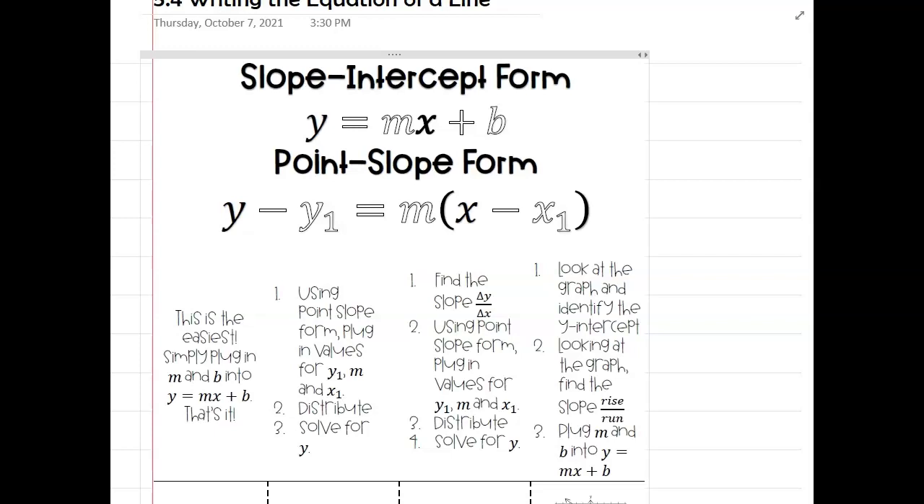There are two methods for writing the equation of a line. There's using just slope-intercept form, and then the method I prefer is using what's called point-slope form, which I know looks complicated, but in my experience, even though it's a little more complicated than it looks, it's easier than just using slope-intercept form. So this is how I'm going to teach it.